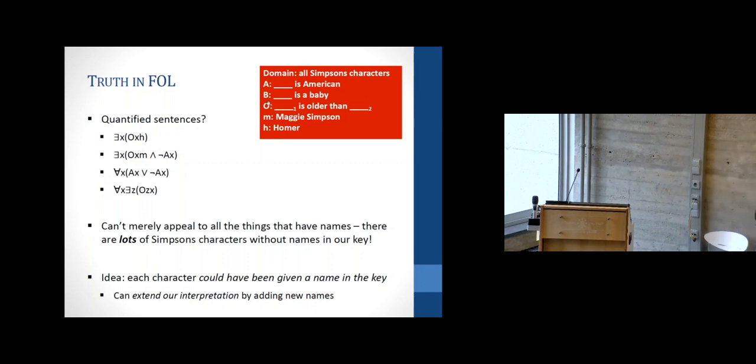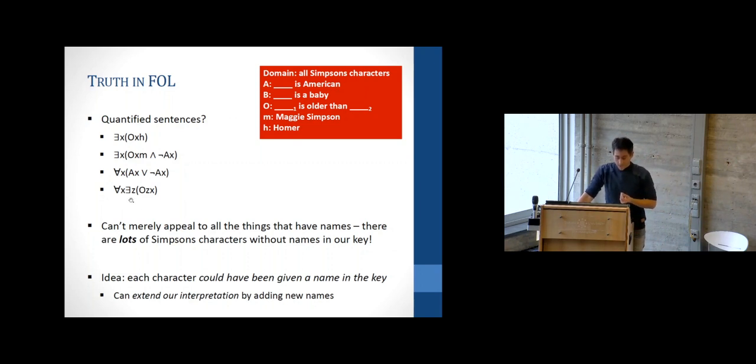By the way, you can list all the characters of the Simpsons and write down for each 2 of them who is older than who. So you can write down a full extension of the predicate. There is someone who is older than Maggie and is not American. This really requires some Simpsons knowledge. It is true. Who is it? Groundskeeper Willie. So there is a character in the Simpsons which is older than Maggie and is not American. Okay, so it is true.